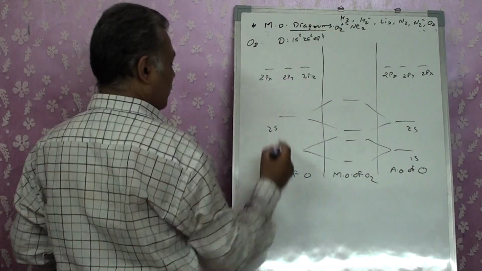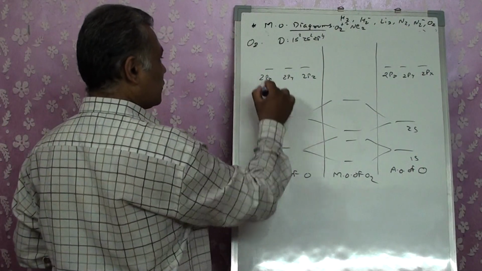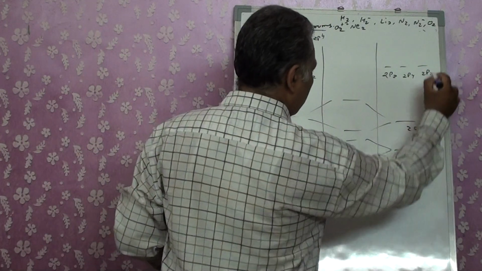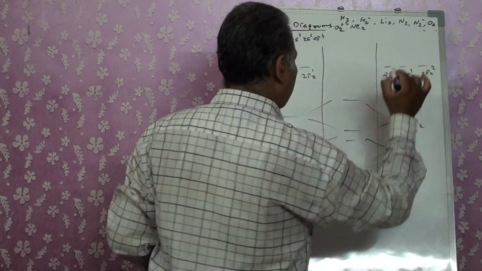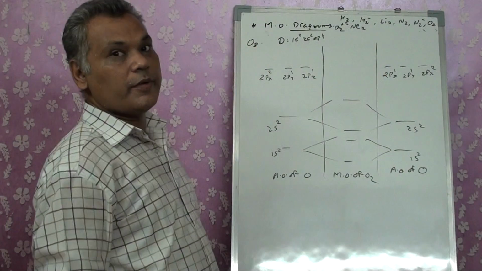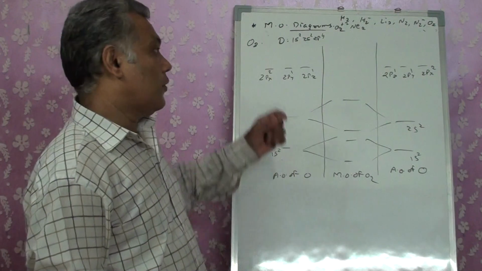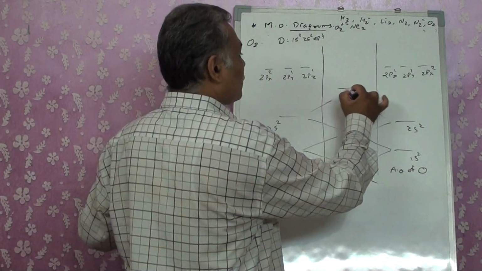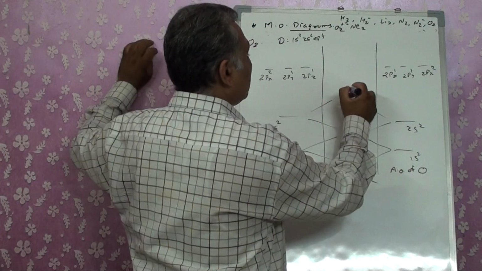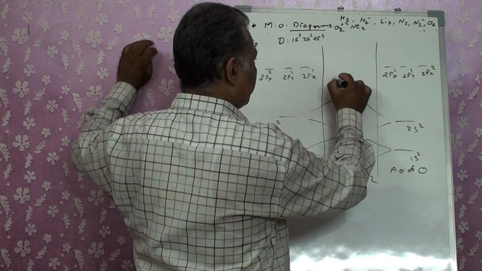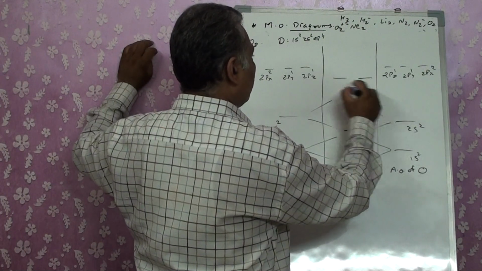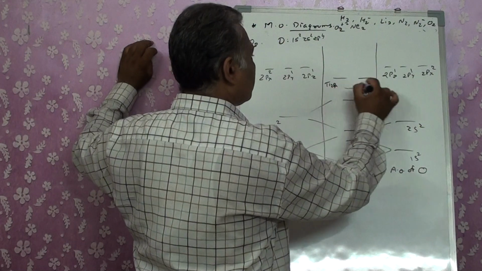According to the configuration of oxygen, 1s2, 2s2, 2px2, 2py1, 2pz1. Now, this diagram has to be drawn very carefully. What we did in the previous diagram was 2 and 1. In this diagram, because the pairing of electrons has started, the energy sequence has changed. Sigma orbital is filled up first, then your pi orbitals.